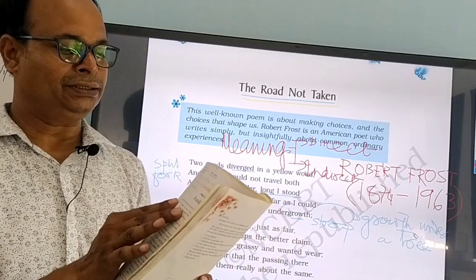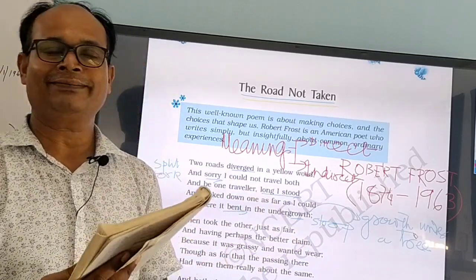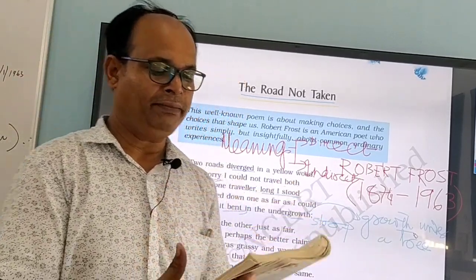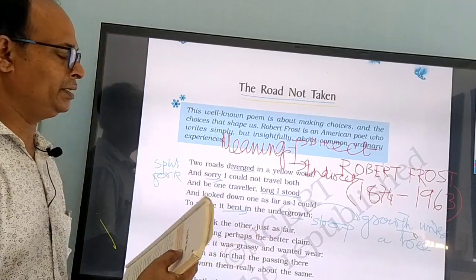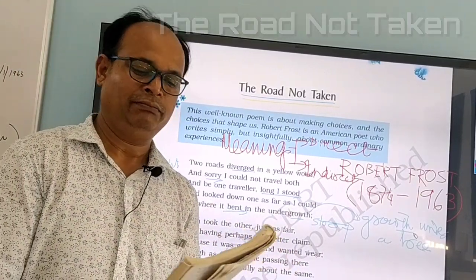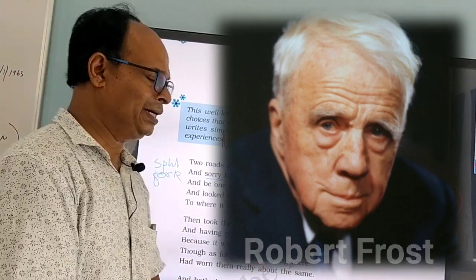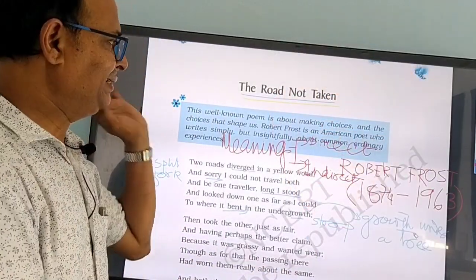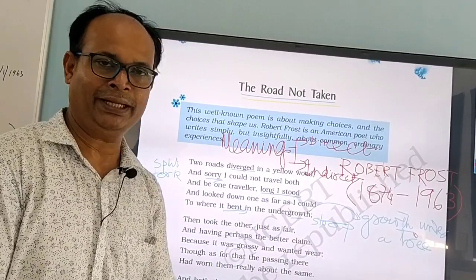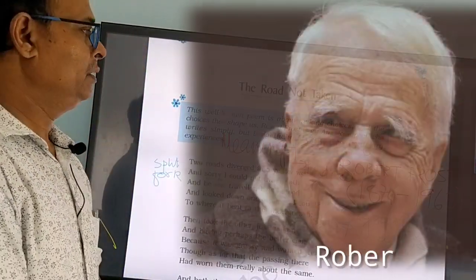Today we are going to start with the first poem of class 9. The name of the poem is The Road Not Taken by Robert Frost. So have you heard of Robert Frost earlier? Have you read any poem written by Robert Frost?